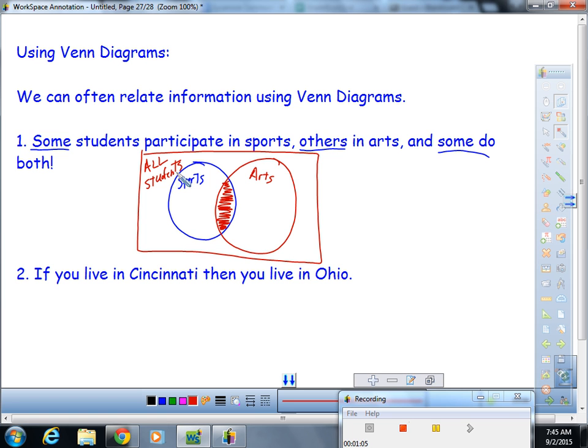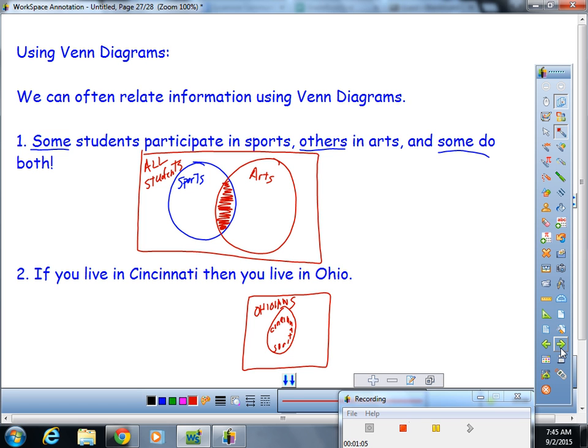If you live in Cincinnati, then you live in Ohio. Right? What's on the outside? Ohioans. Yeah, sure it is now. It's math class. We can invent whenever we want. And on the inside? Cincinnatians. Okay? So far so good?